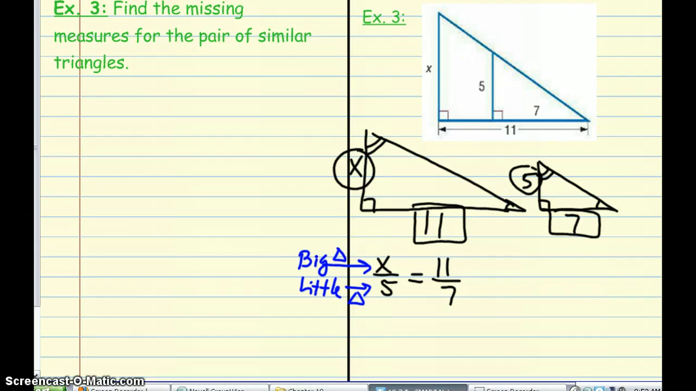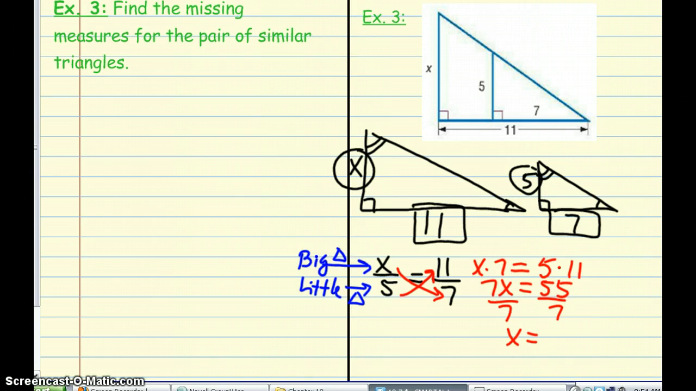Again, staying consistent. We could have flipped it around and put 5 over x equals 7 over 11 and solved it also. Okay, once you get here, we're actually going to do cross products, which means multiply on the diagonals. So we get x times 7 and we set it equal to 5 times 11. So we get 7x equals 55. And then we just have to do one step to solve for x, and that's divide by 7.